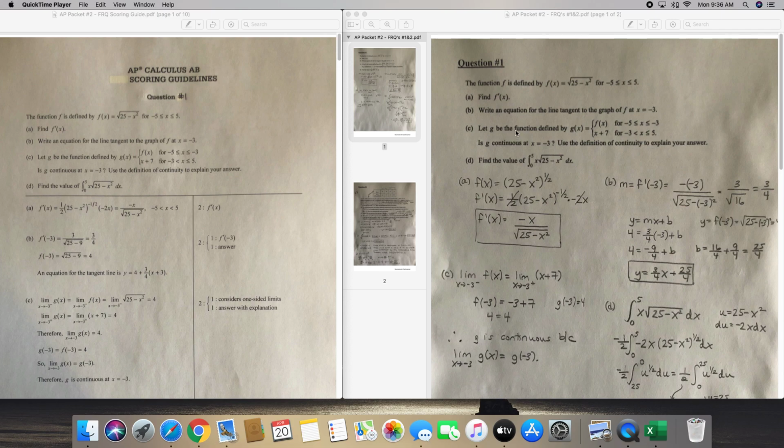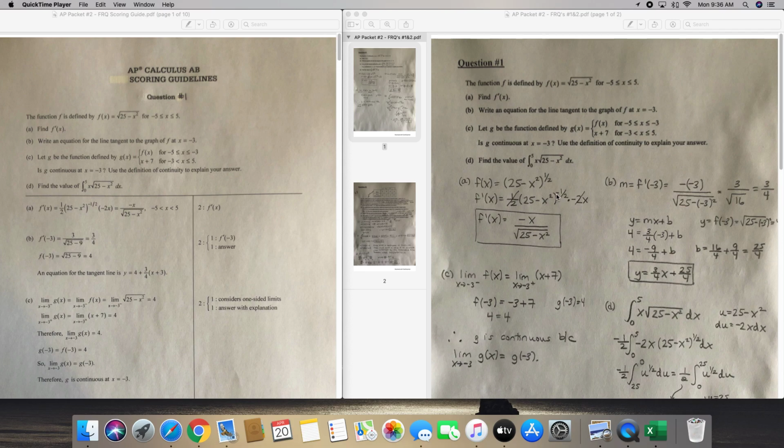If we take a look at what I did here in A, I figured out the derivative by using the chain rule, first rewriting the square root of 25 minus x squared as 25 minus x squared to the 1/2 power. I sent the 1/2 to the front, kept the inside piece, lowered the exponent by a power of 1, and then multiplied by the derivative of the inside, which we know is -2x. Here the 2 and the 1/2 cancel out to leave us with the -x.